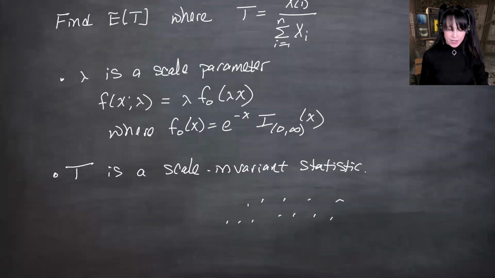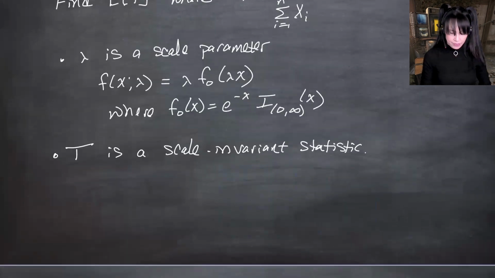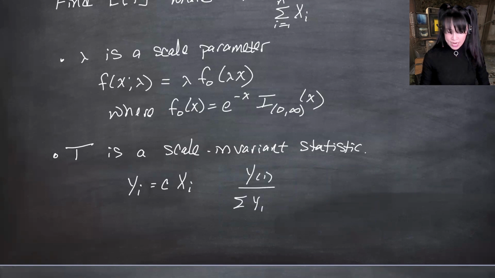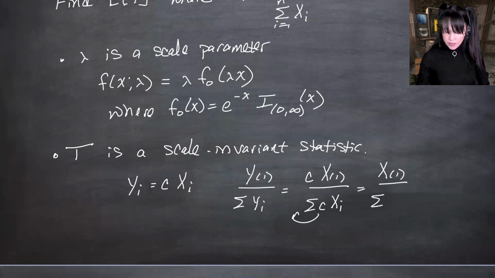So maybe I should actually write this. If we let yi be c xi, and we want to compute the statistic, the minimum over the sum of the y's, this is going to be c times the minimum x over the sum of c times the xi, and you could pull that c out and they'll cancel, so you'll get the minimum over the sum of the xi.